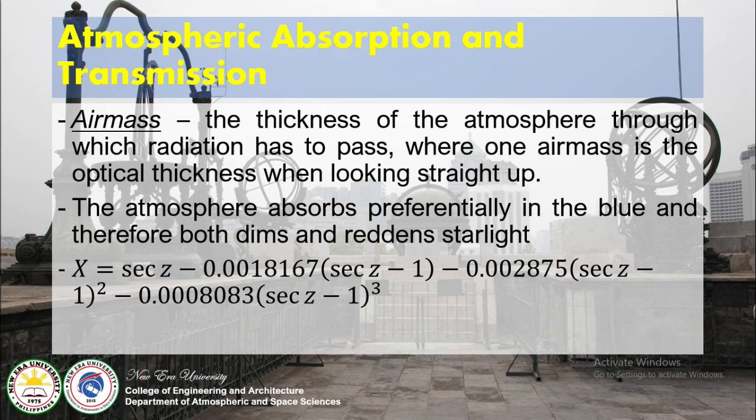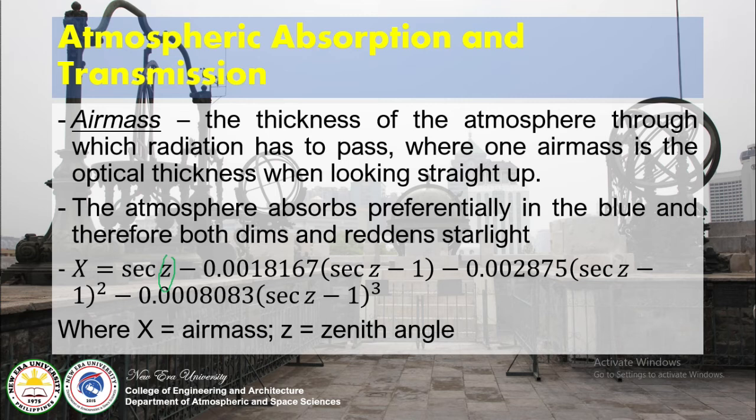Now, we can compute the air mass as secant Z. What is this Z? This Z is the zenith angle, which is basically the distance from the zenith. By this equation, we can determine the air mass. Recalling that in trigonometry, secant is the inverse, 1 over cosine, where X is the air mass and Z is the zenith angle. So this is basically the precise equation for the air mass.